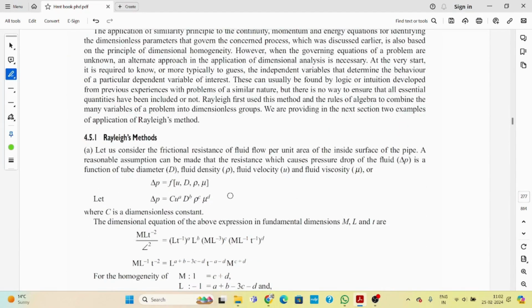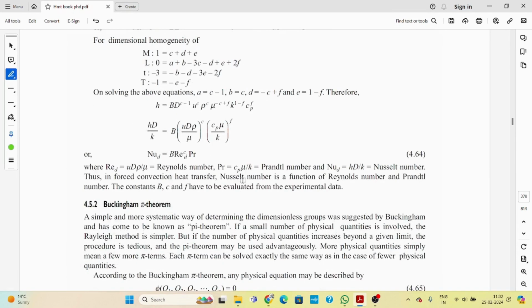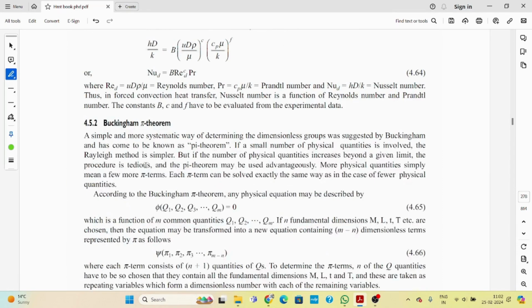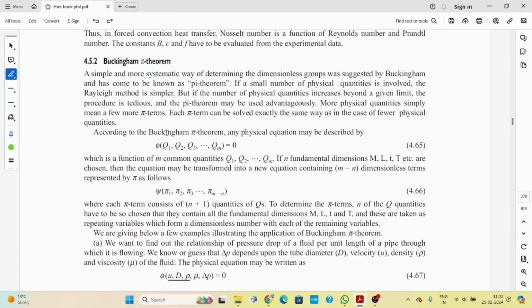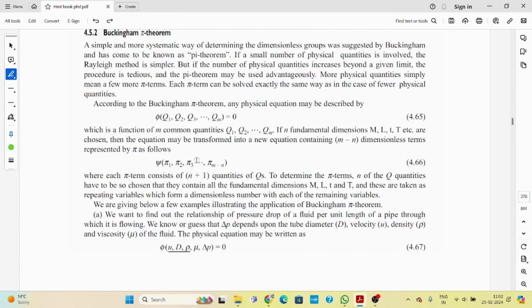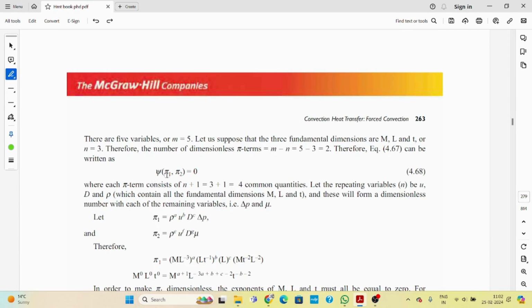And the Rayleigh method. You can read about the methods if you want to study. But the Buckingham pi theorem is also important if you are going to attend an exam. I think Rayleigh is important, so it will be directly asked. So, for an example, Buckingham pi theorem is important, so please remember it, and you can read how to solve it using fundamental dimensions and pi terms.